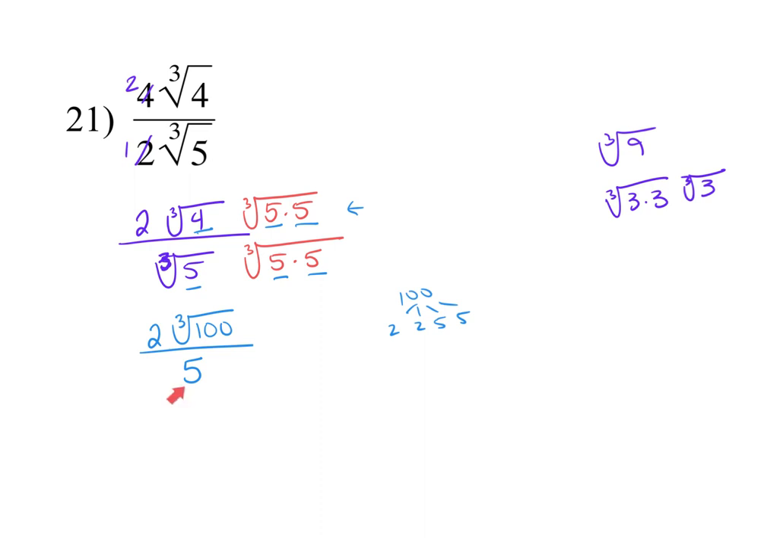I also cannot simplify the 5 and the 100. Why not? Well, the 5 is outside of a root. The 100 is inside of the root. Those cannot simplify. This is my answer here.